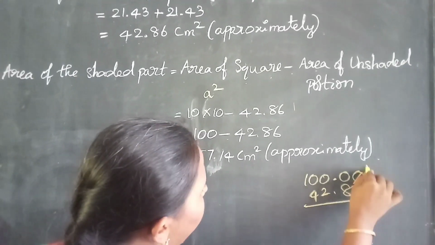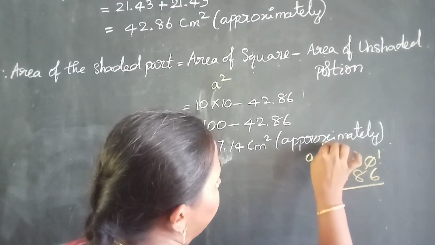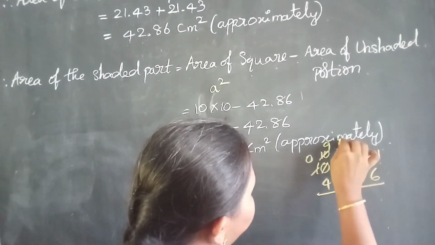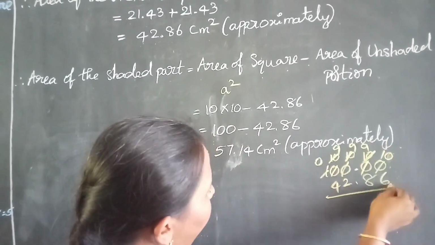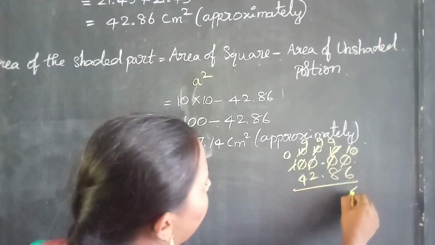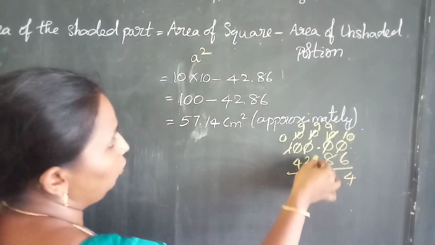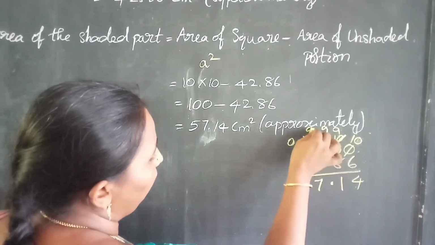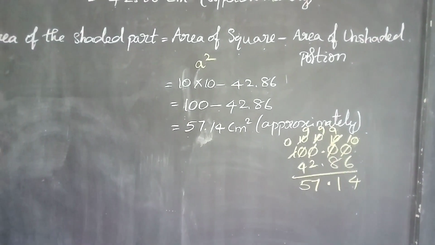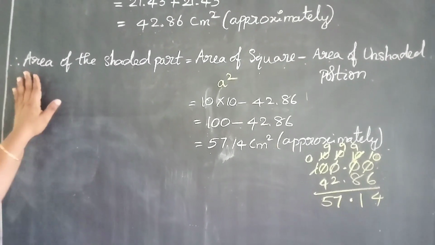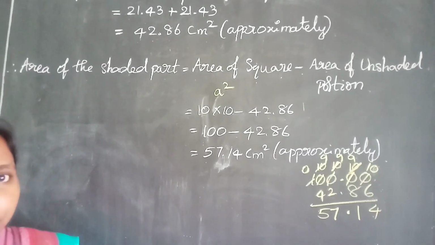You have to borrow from this 10, here will get 0, here 10. So 10 minus 6 will get 4, 9 minus 8 will get 1, 9 minus 2 will get 7, 9 minus 4 will get 5. So 57.14 centimeter square. Therefore the area of the shaded part equals 57.14 centimeter square.